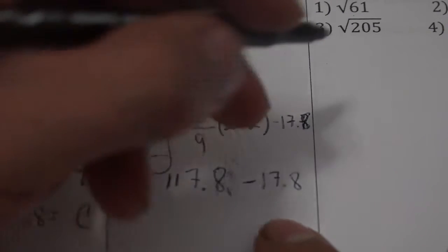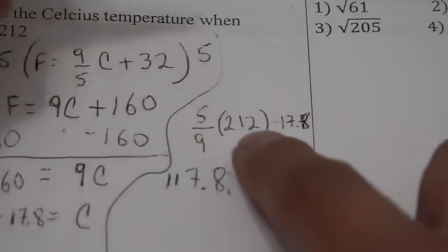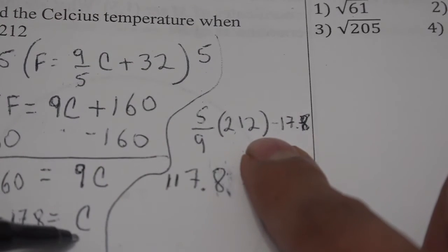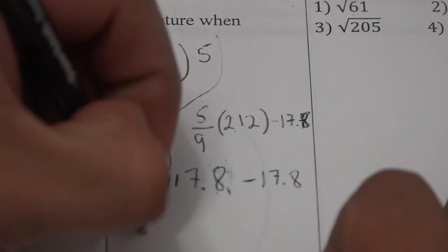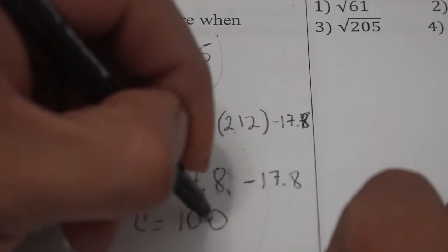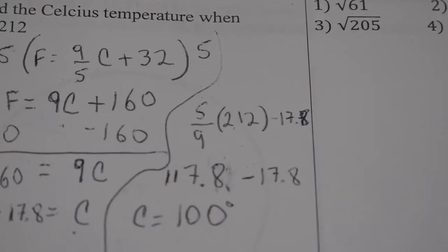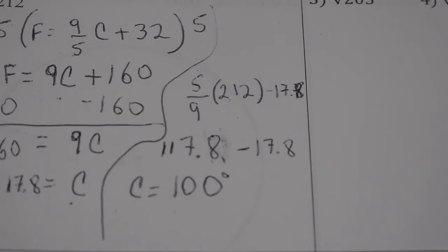That gives you a total of, and by the way, this is supposed to be your temperature in Celsius. So C would be 100 degrees. All right. Okay, what else here?